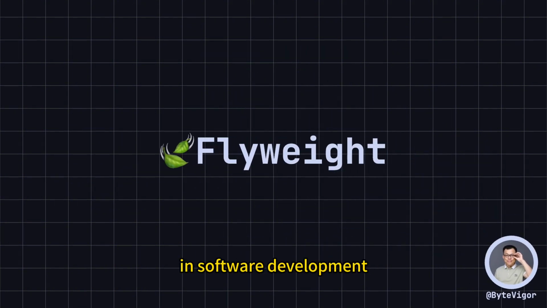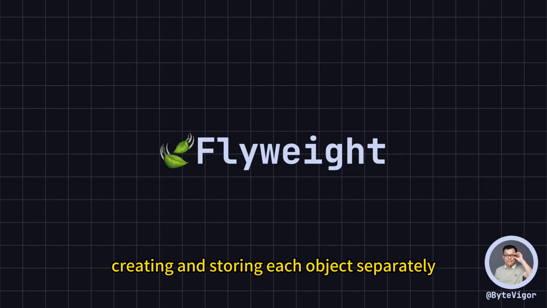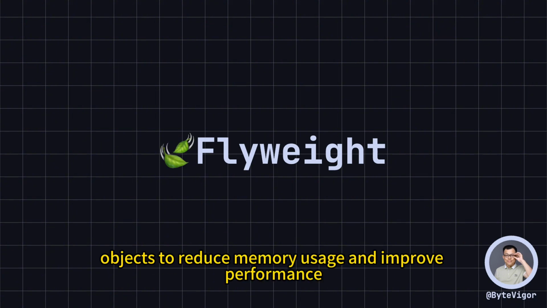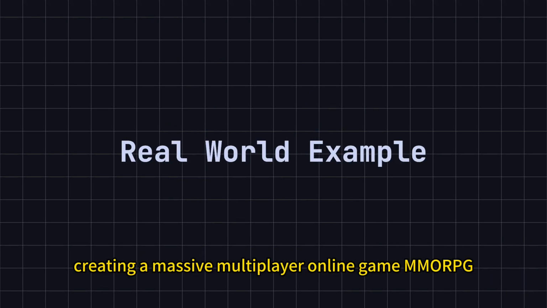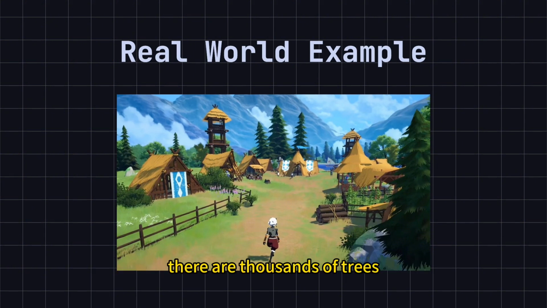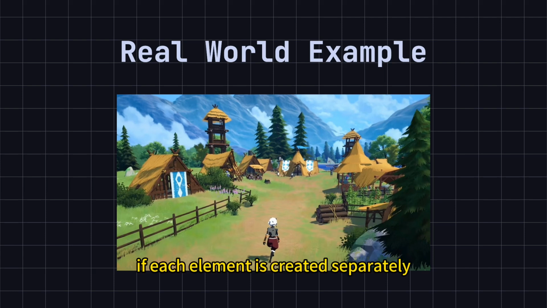In software development, when we need a large number of similar objects, creating and storing each object separately can consume a lot of memory. The Flyweight design pattern offers a solution by sharing similar objects to reduce memory usage and improve performance. Imagine you're creating a massive multiplayer online game, MMORPG. There are thousands of trees, buildings, and other scene elements in the game. If each element is created separately, it would take up a lot of memory.